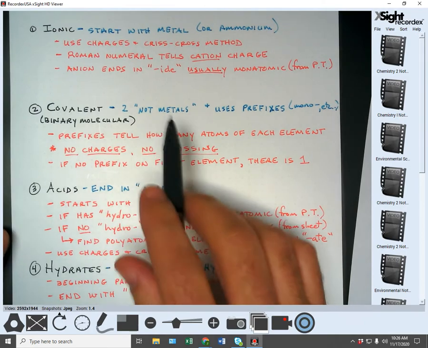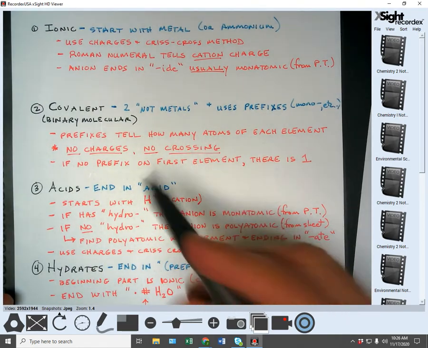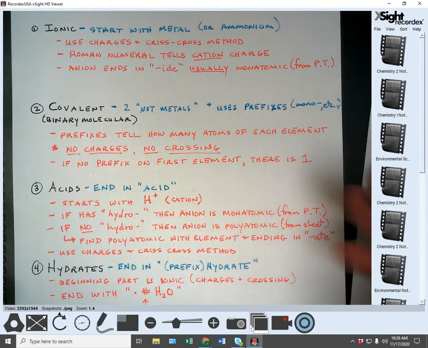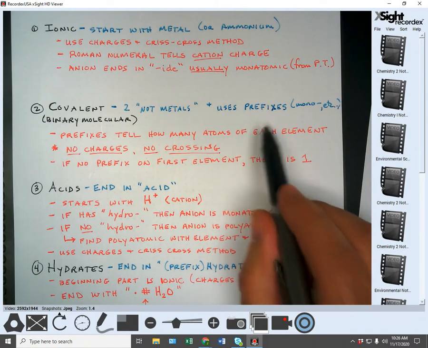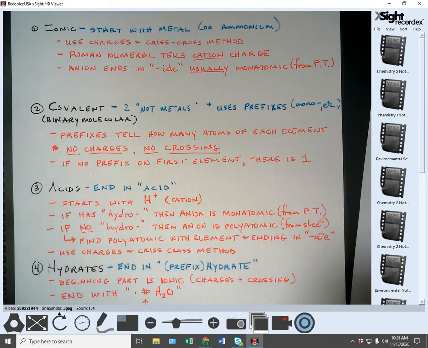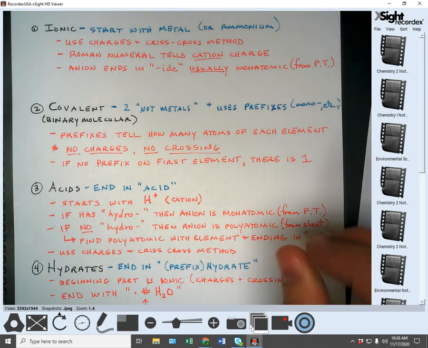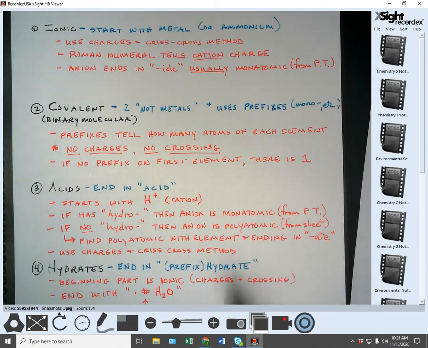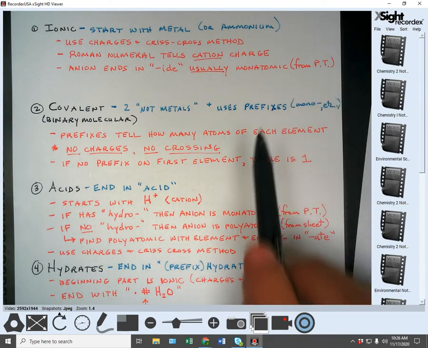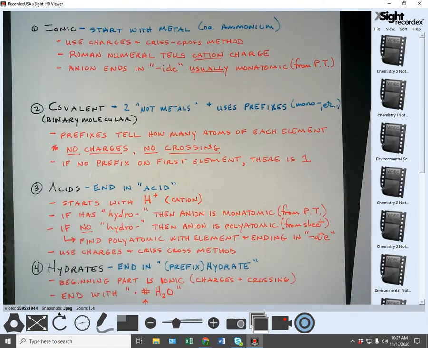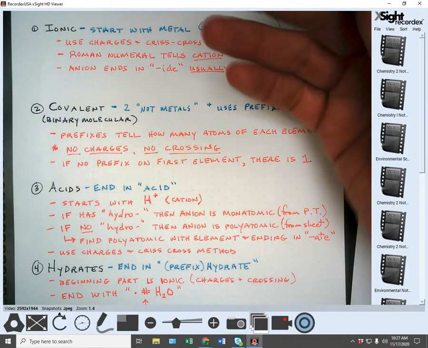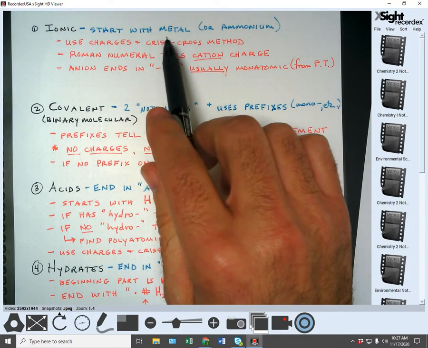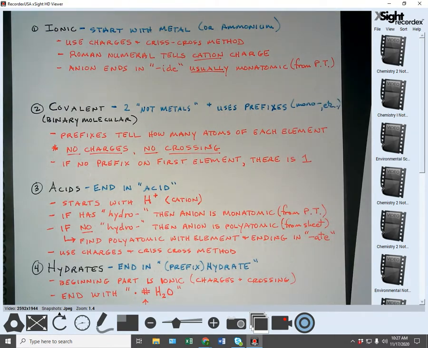Covalent, you can tell they're made of two non-metals, but also the easier way when you're given the name is that a covalent will have the prefixes mono, di, tri. The only things that use prefixes are the covalents and the ending of the hydrate part. So if it's not a hydrate and it uses the mono, di, tri stuff, it has to be covalent. And then an ionic one, if it's not one of these three, it'll be ionic. Ionic will start with a metal or ammonium, the only positive polyatomic that we're going to use.